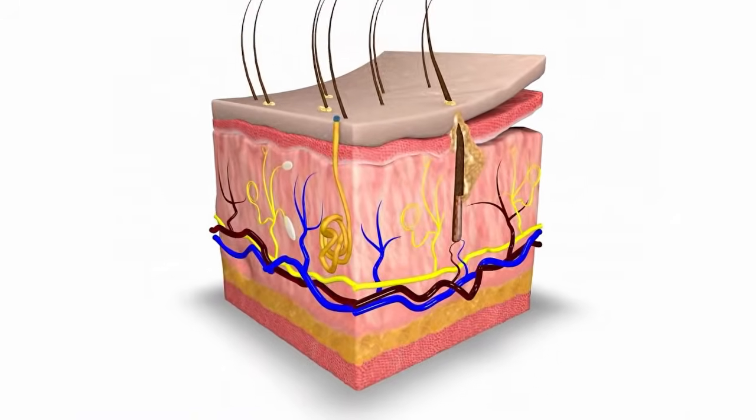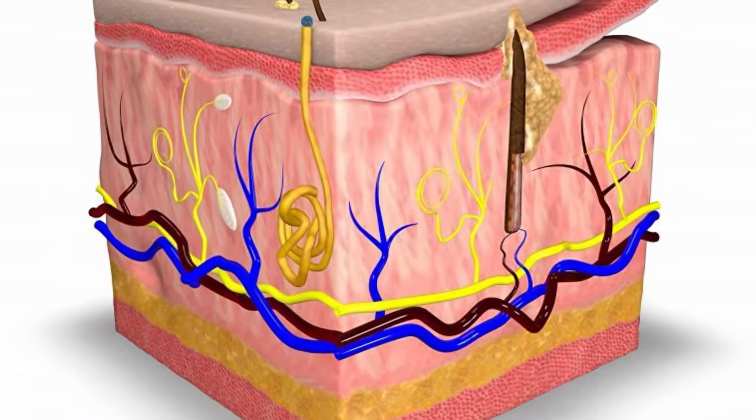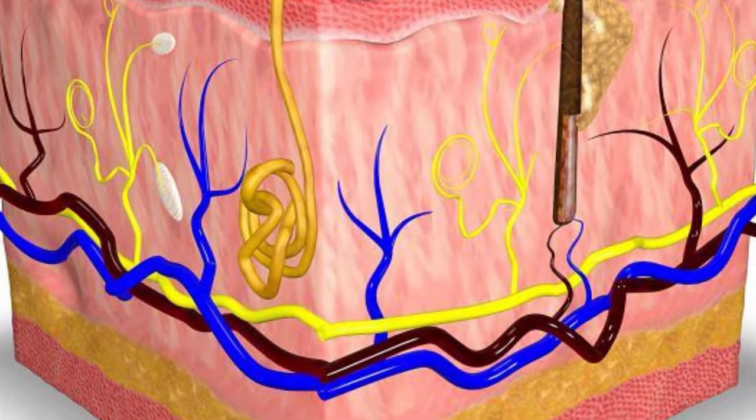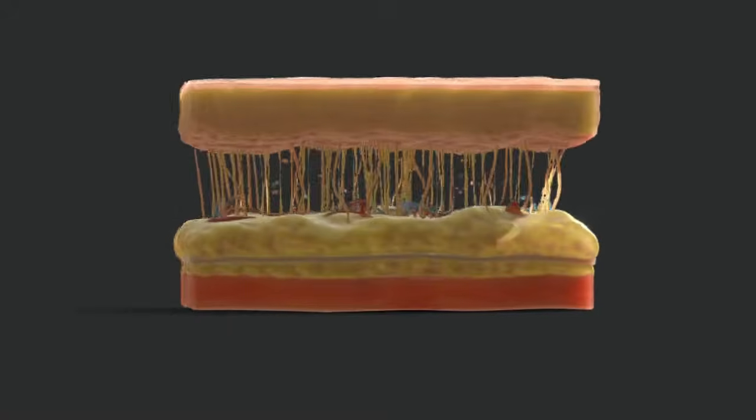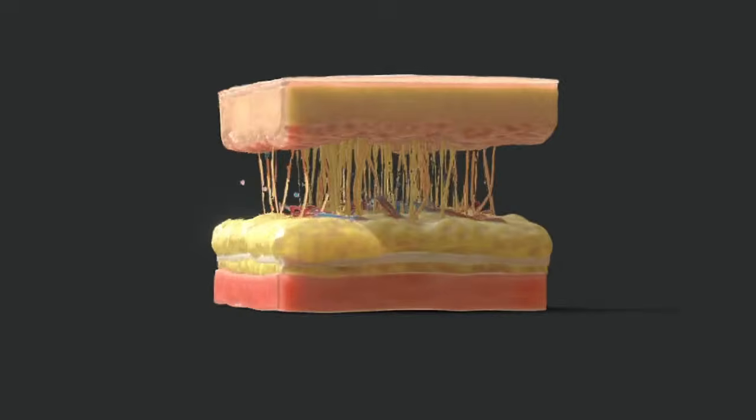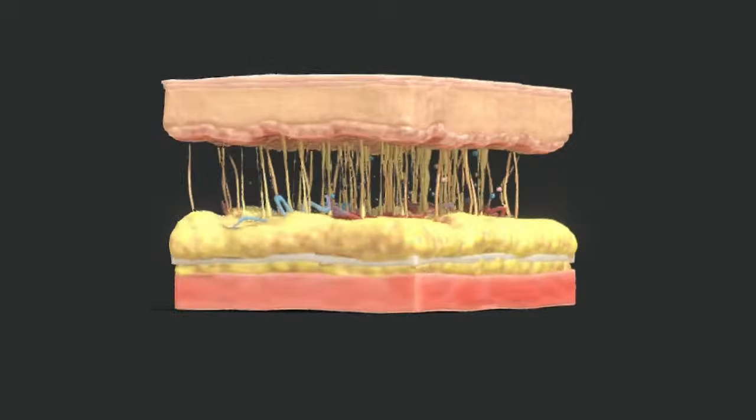The dermis is the middle layer and contains blood vessels, nerves, and hair follicles. The dermis also contains various structures such as sebaceous glands, sweat glands, and hair follicles.